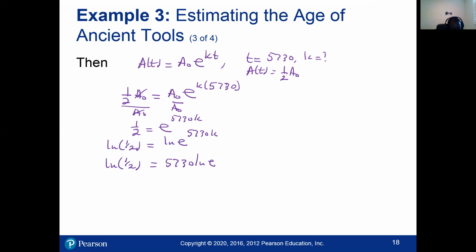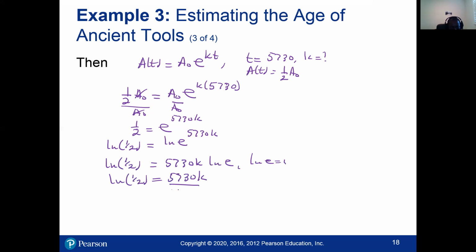There's a T there. I didn't put it there. Sorry, K. K natural log of e. So we divide; this is equal to 1. Natural log of e is equal to 1. So you have what? 5,730 K equal to the natural log of 1/2.